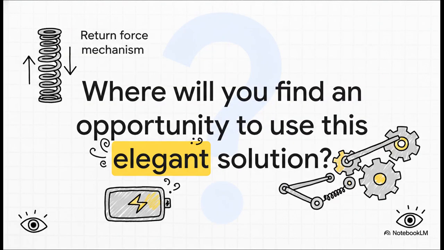So, what's the takeaway here? Now that you've got these fundamental rules down, you can start seeing opportunities everywhere. The next time you see a problem, a machine that needs a return force, or a device that needs to store energy in a tiny space, you'll have the tools to think, hey, maybe a spring is the answer here. So look around, spot those challenges, and start thinking about how this simple, elegant mechanical solution might be exactly what you need.